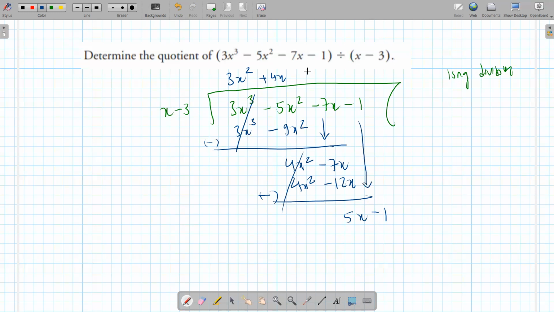And finally, x times 5 is 5x, plus 5 is 5x. So you have 5x minus 15. Again, we subtract it, the remainder is 14. And they want the quotient here. Quotient is this guy, and that's the answer. So you don't do anything to the remainder? No, because x does not go into 14 anymore, so you just stop there. That makes sense? Yeah.